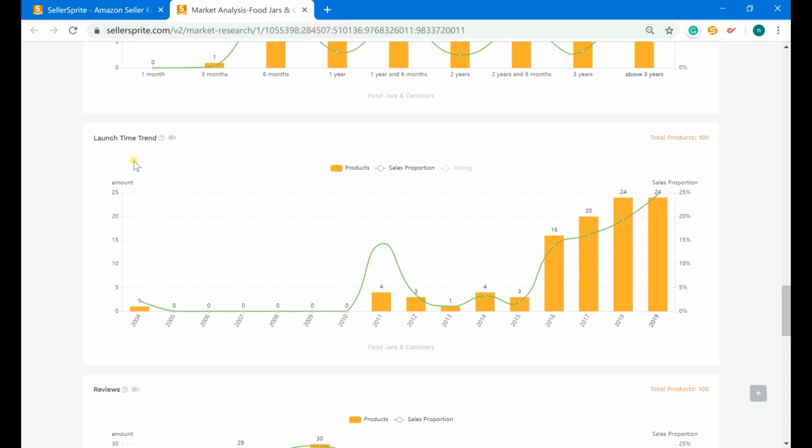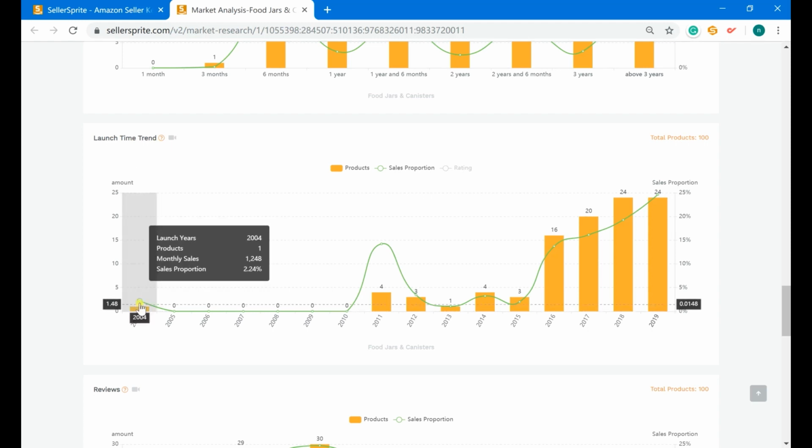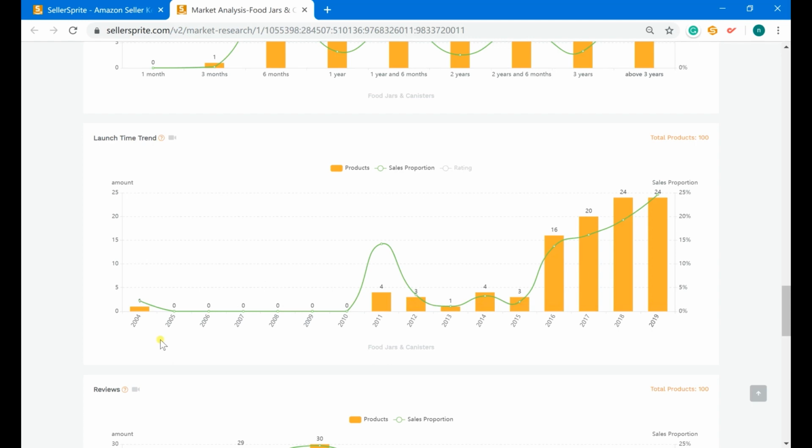Let's go ahead with launch time trend. This chart is used to judge the life cycle of markets and products. The earliest launch time of the top 100 products is in 2004, which shows that the life cycle of this market is about 15 years. Additionally, the majority of products in this market launched over the last 4 years, which means the life cycle of the product is about 4 years. You can click the column to study the product details.